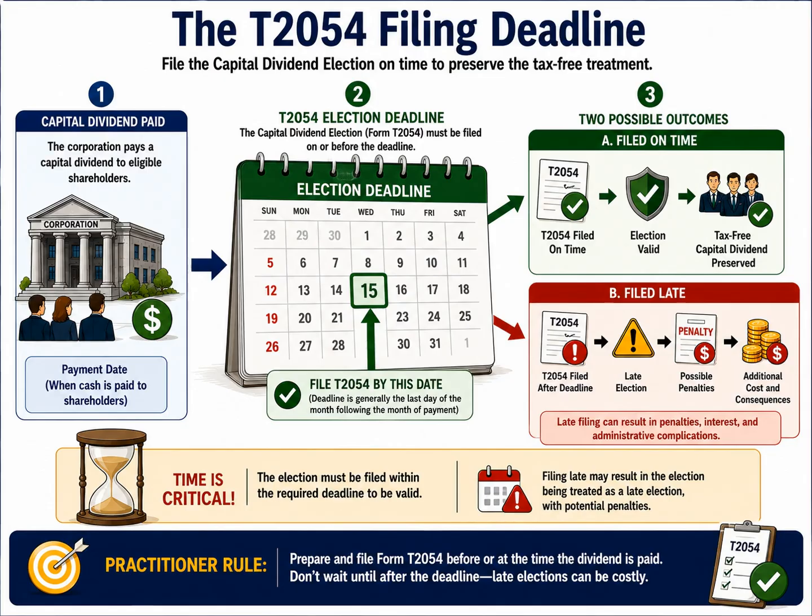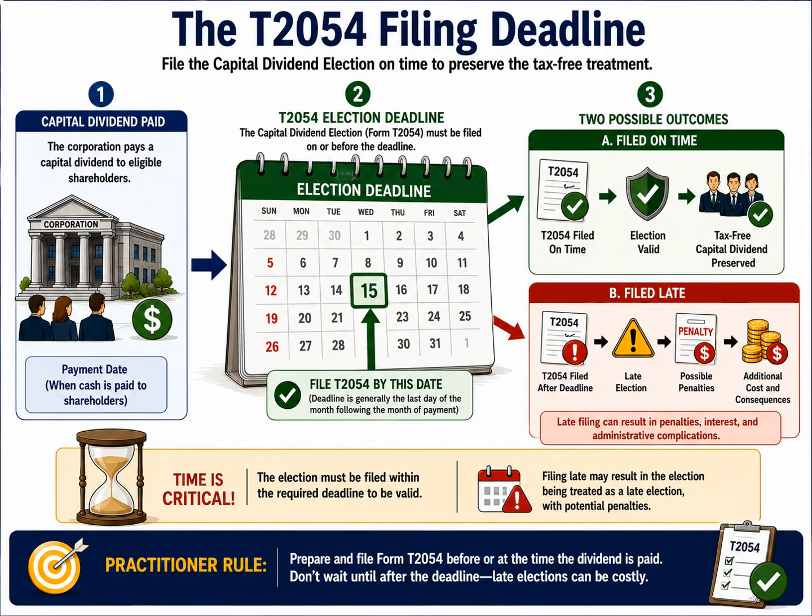Now let's look at the two possible outcomes. The first path is the ideal situation. The corporation files Form T2054 on time. The election is valid. The capital dividend treatment is preserved, and the shareholders receive the intended tax-free benefit. Everything works exactly as planned.